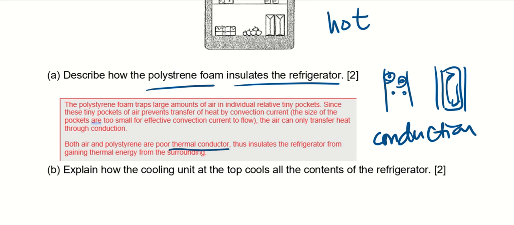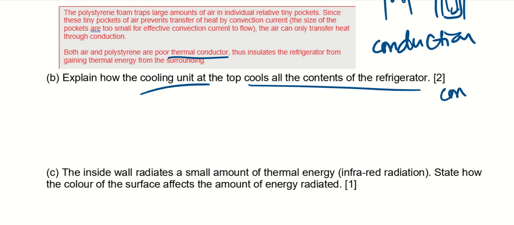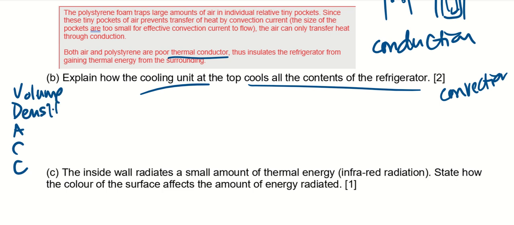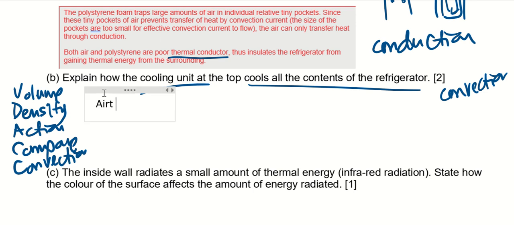Part B, explain how the cooling unit at the top cools all the contents of the refrigerator. So this is actually about convection. Okay, so let's see how we answer. Since it's about convection, we'll talk about VDACC. So this is our answering template. V stands for volume, D stands for density, A is the action, C, the first C is compare, the second one is convection current.